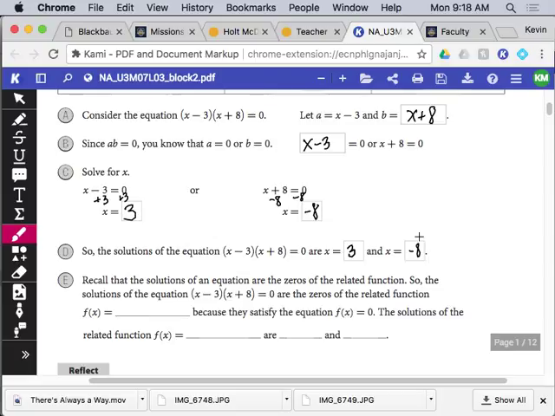So what did we do here? Well, we used the zero product property, which says that if a times b is equal to 0, then a is equal to 0 or b is equal to 0. So either x minus 3 is equal to 0 or x plus 8 is equal to 0. And then we solve for x in either one of those.